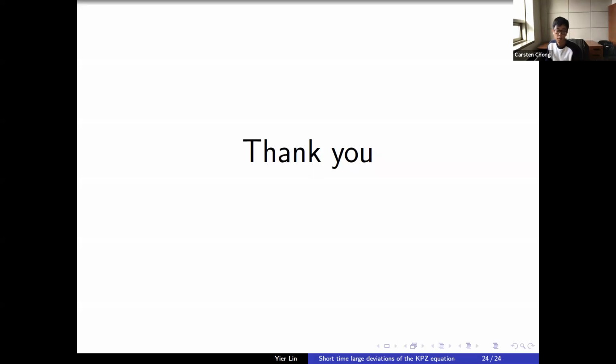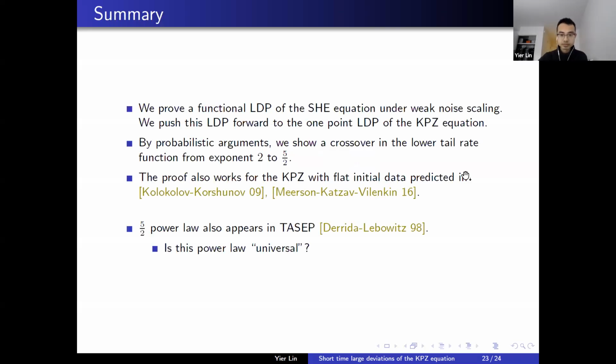Maybe I have a question. You mentioned that your work also extends to the flat initial condition. So what about other initial conditions? Non-flat and non-narrow wedge?